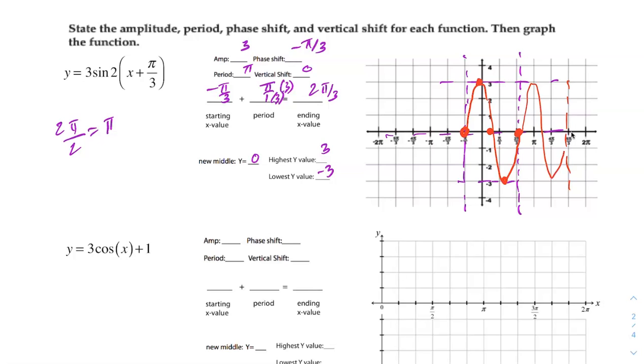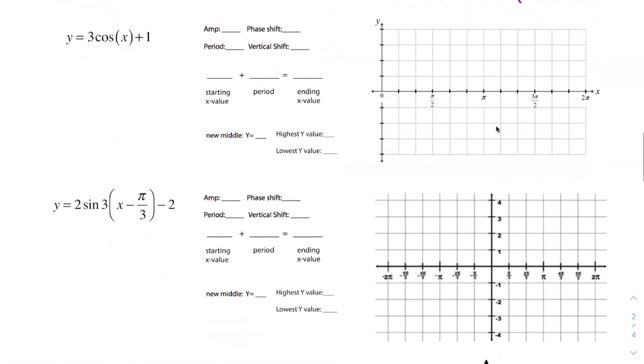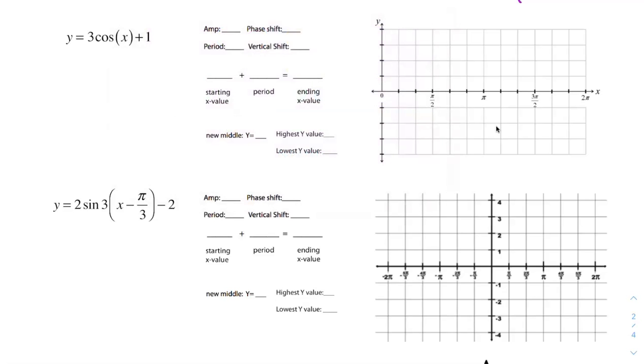I'm just gonna do it kind of sketchy. You can keep on going, and going backwards. Minus another pi and minus another pi. But that's the main graph right there. So next one only has a vertical shift, no phase shift on this one. So my amp is 3, my period is 2 pi over 1, so just 2 pi.